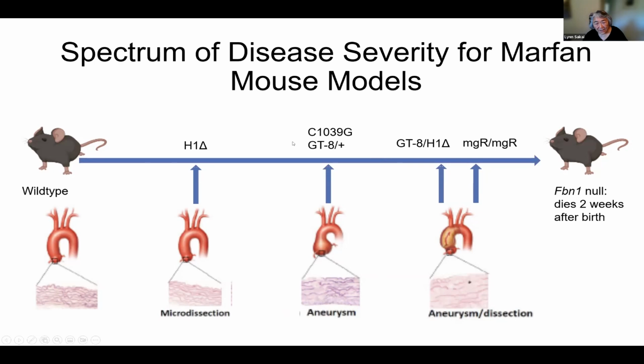So when we take this allele of fibrillin-1 and this allele of fibrillin-1 and make a compound mouse, now we have a mouse that does die, usually around 5 months, from aortic aneurysm and dissection.